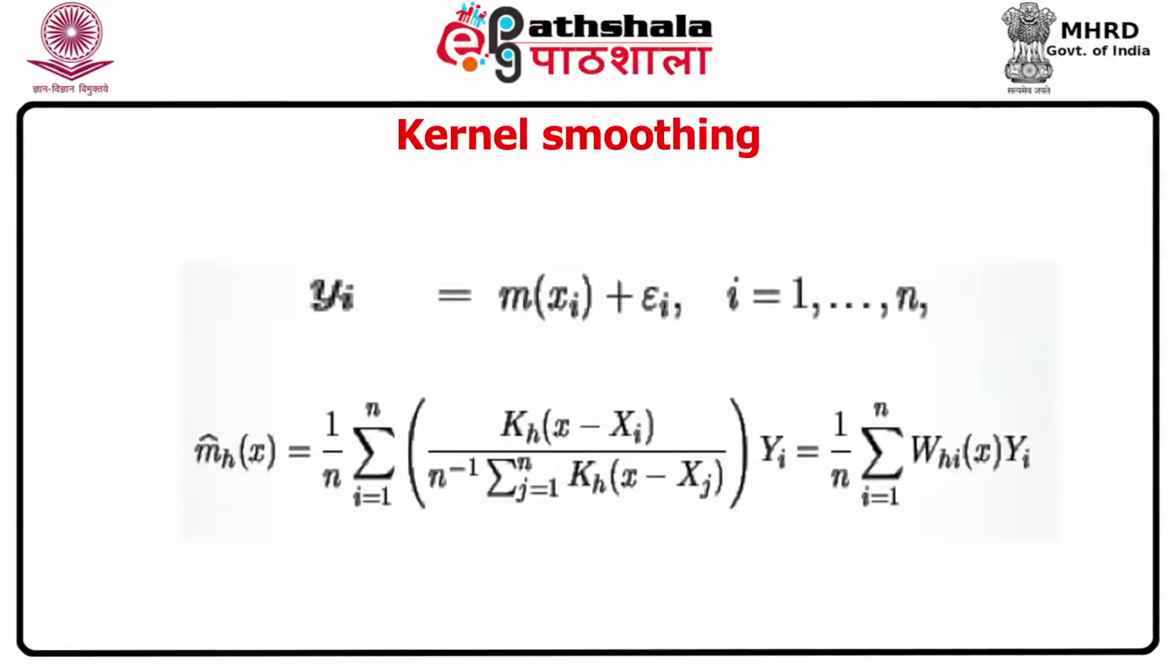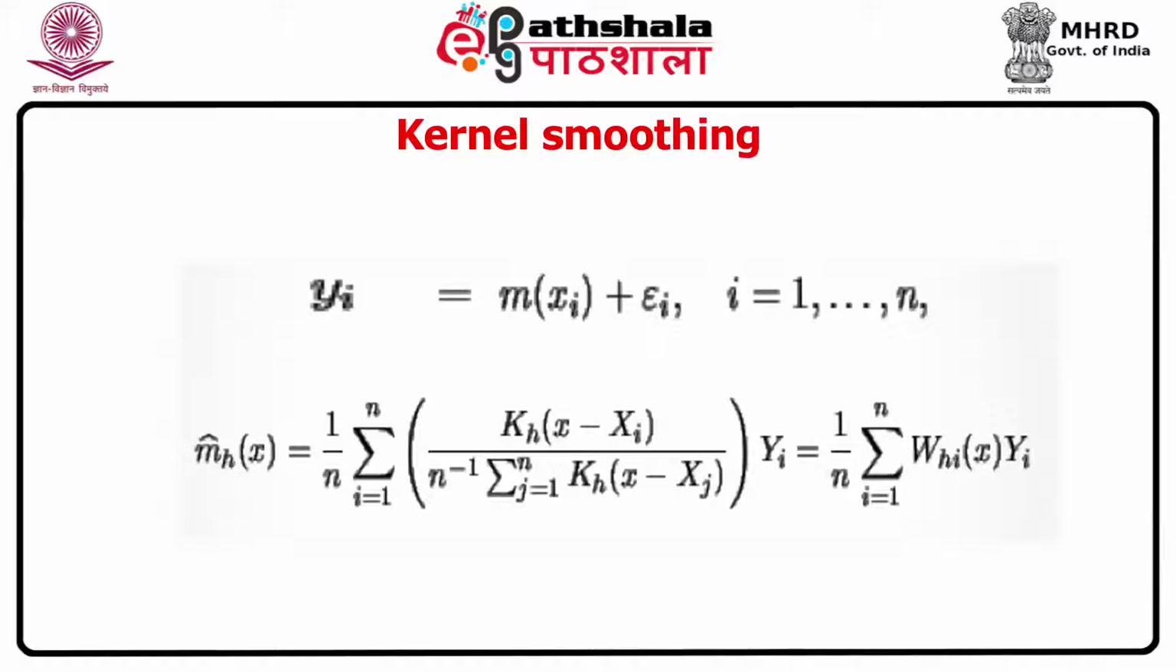A third motivating concept with which you might be familiar is the idea of kernel smoothing. So here I'm trying to fit a regression y_i equal to m of x_i plus epsilon_i. m is a function of x, but it is an unknown function of x, and I make no assumptions about m except that it is a smooth function of x.